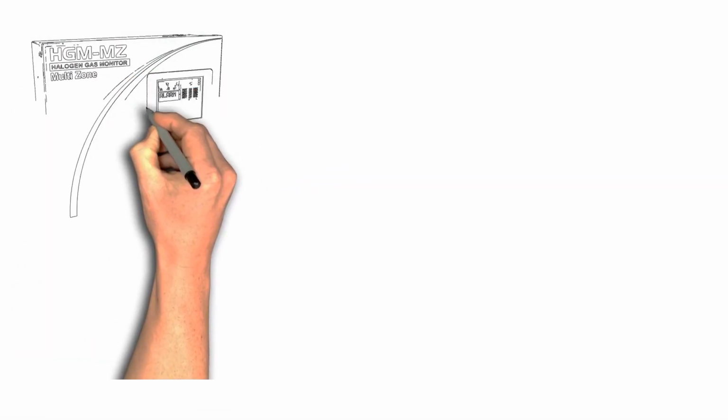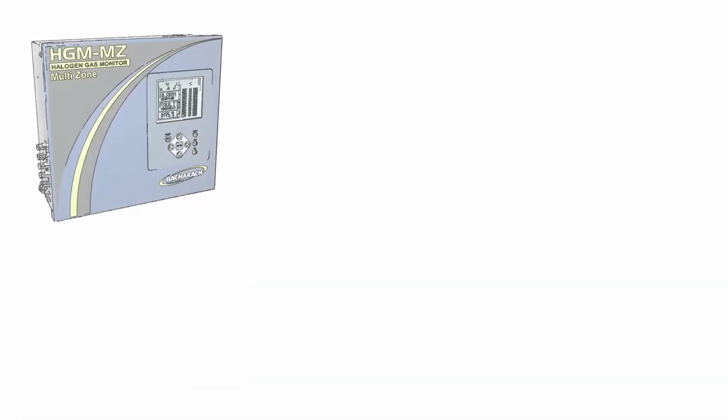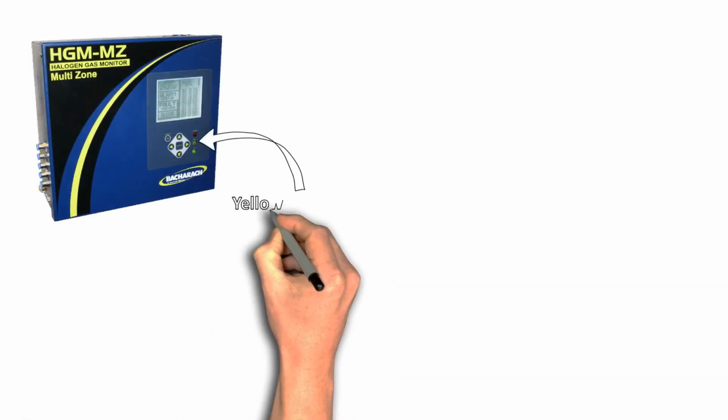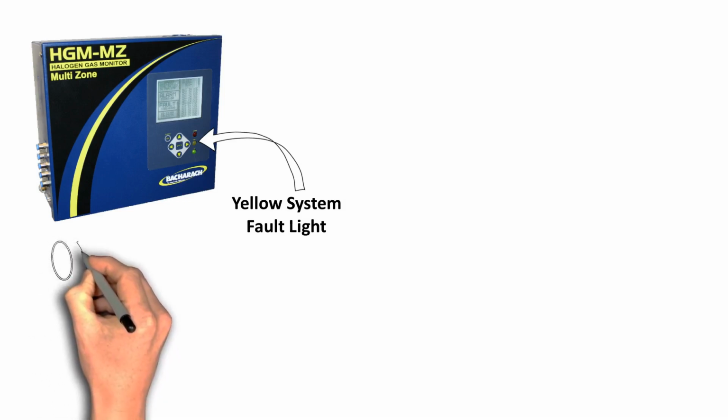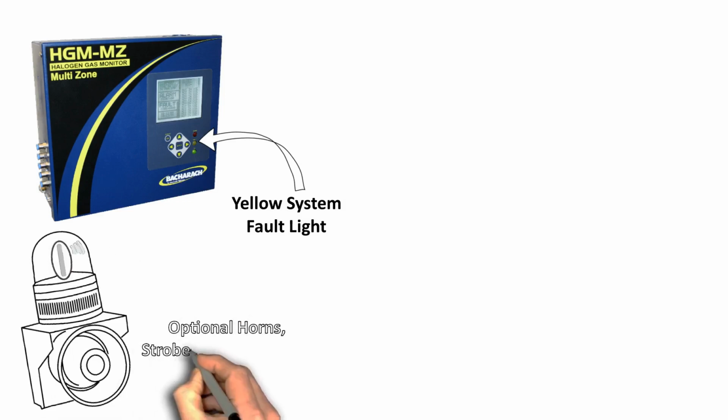The multi-zone gas monitor alerts you if a fault exists. The yellow system fault light is one indicator. Other alert devices may include optional horns, strobes, and even integrated building management systems.